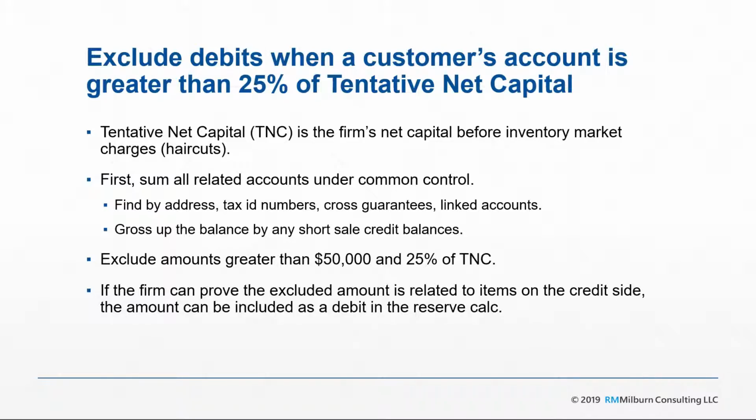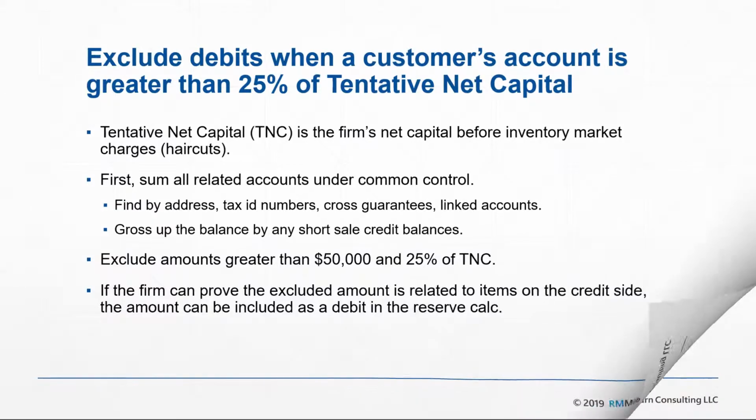Once you've determined what the balance is, then you're going to exclude any amounts greater than 25% of tentative net capital. However, there's an exception to this rule, and if you can prove that the excluded amount is related to items on the credit side, then the amount can be included as a debit in the reserve calc.